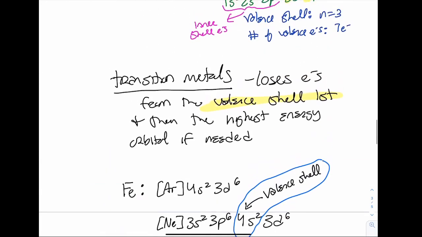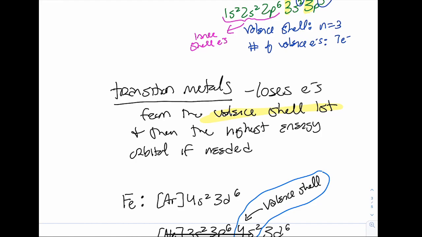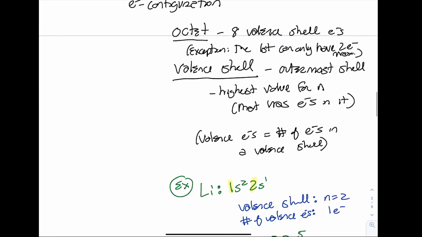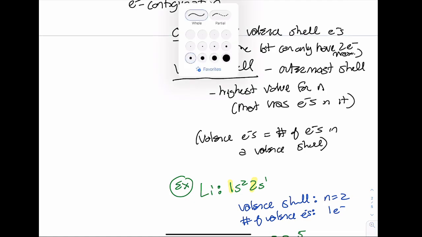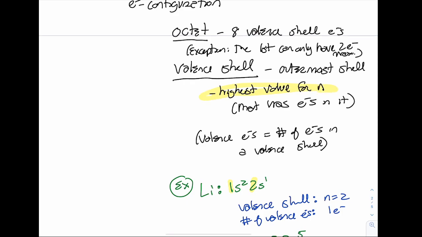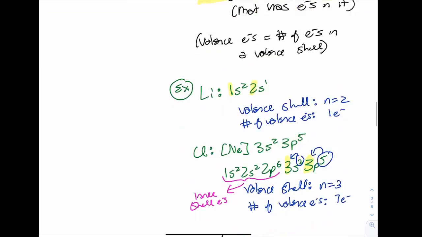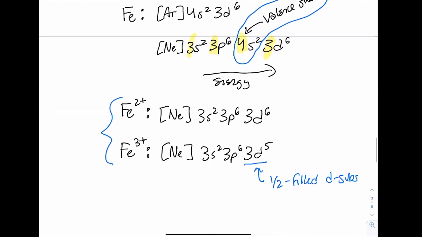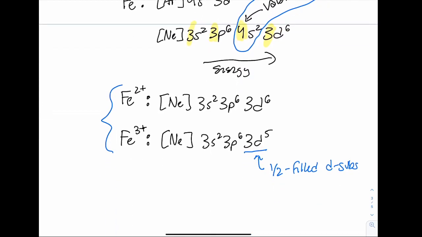Again, just be careful. For transition metals, we're taking them from the valence shell first. If I go up and look at my definition for valence shell, it's the highest value for n. So if I go back down, my highest value for n here is 4, right? I have a 3, and then I have a 4. So do be careful.